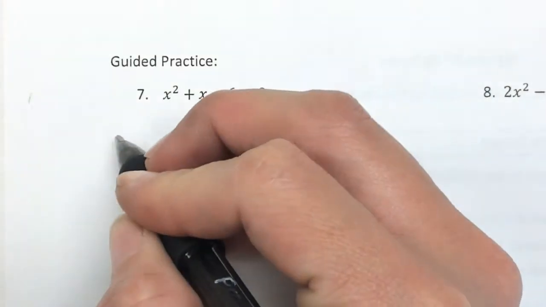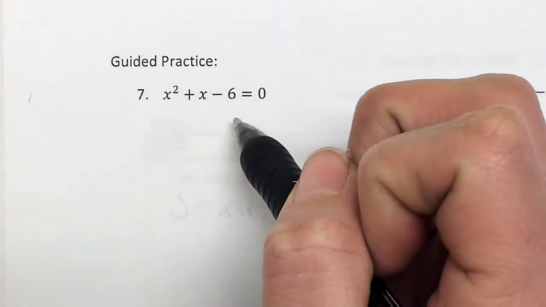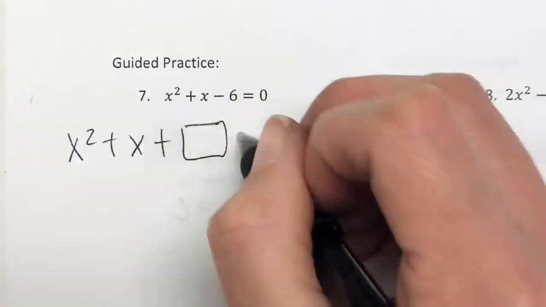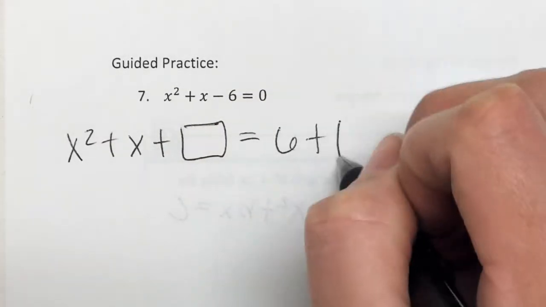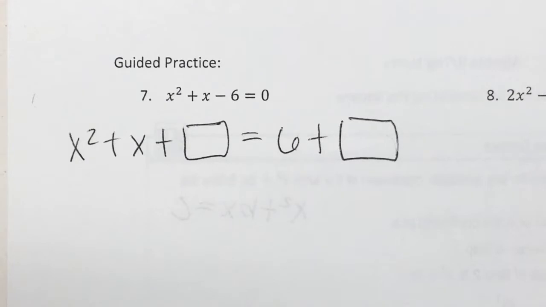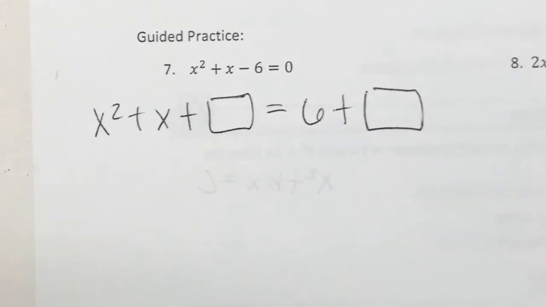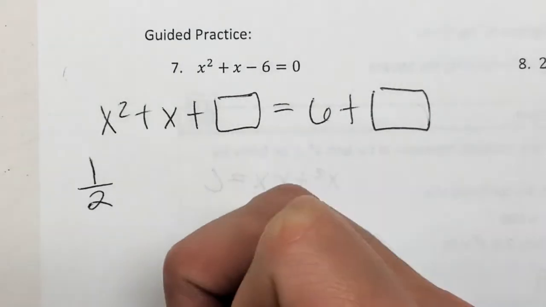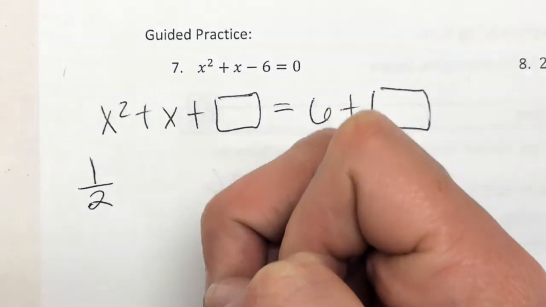First thing we did here was what, Angel? Add 6. Alright, so 6 plus blank. Alright, David, what's our b in this one? We have to divide that by what? So 1 divided by 2 is just 1/2. Don't change that to a decimal, okay?